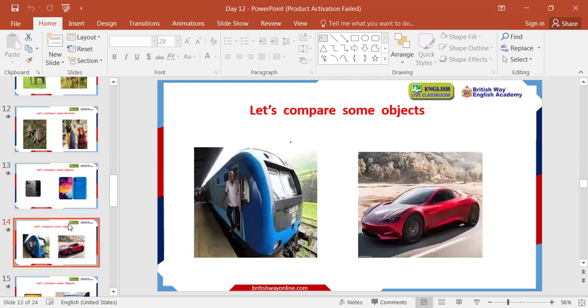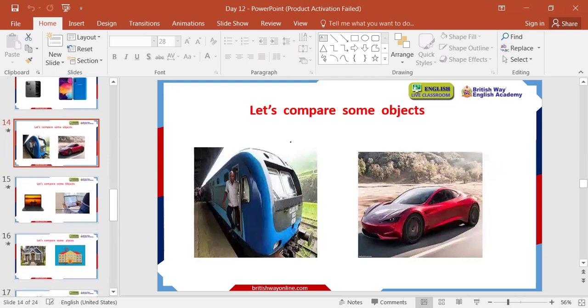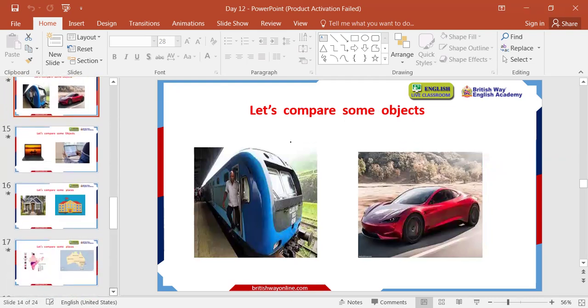Okay, how do you compare the train and the car? The train is slower than car. The car is more beautiful than train. The car has more technology than train. The train is longer than car. The train is faster than car.